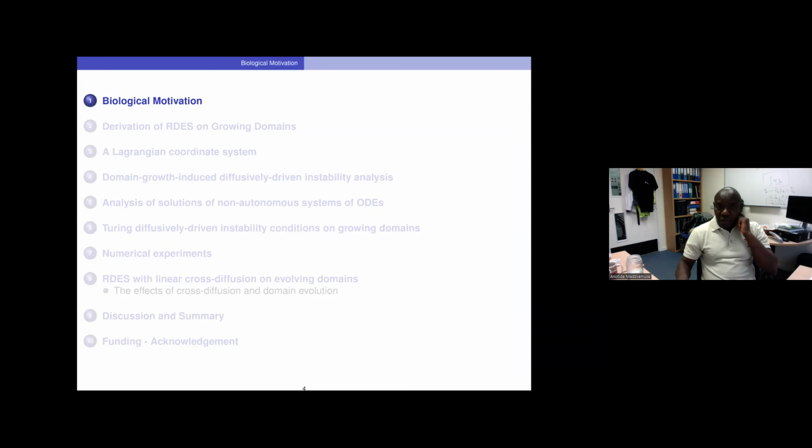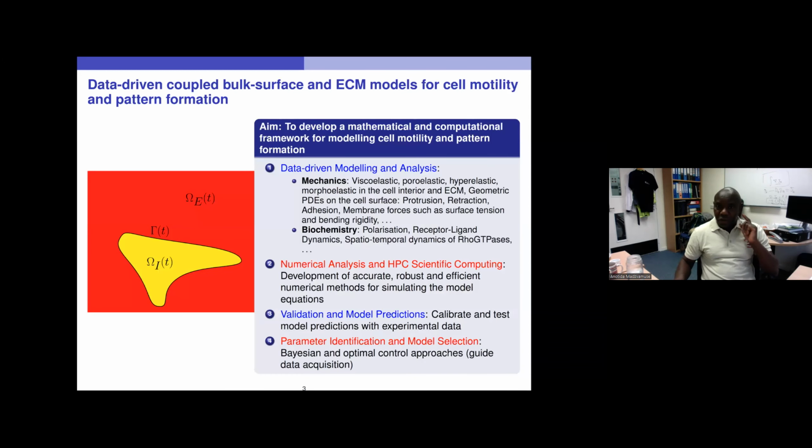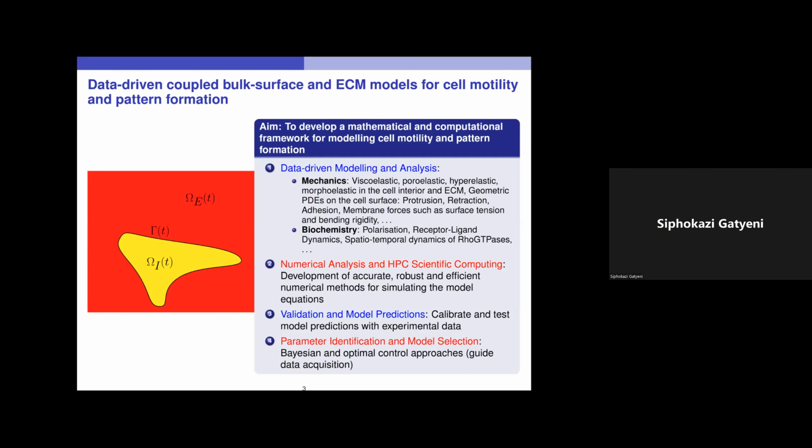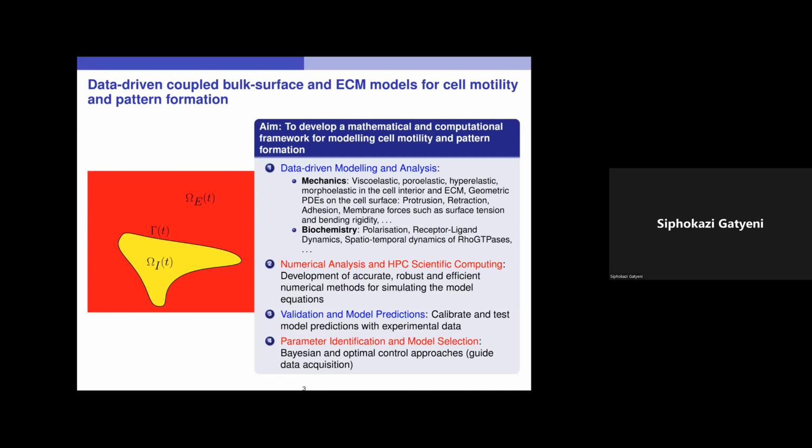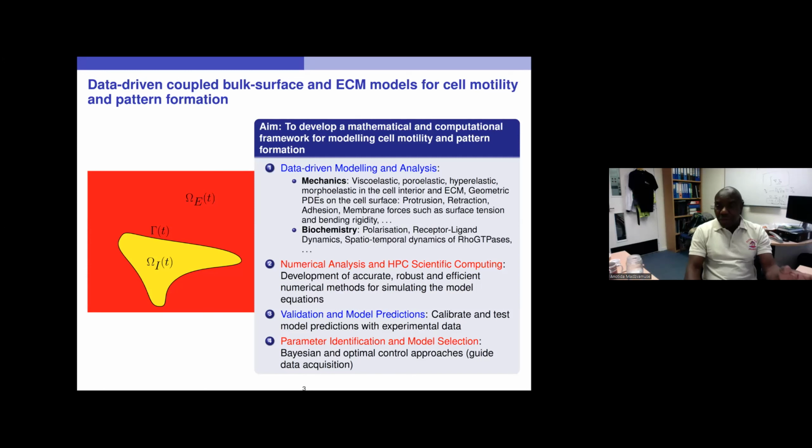Once you have the models, then you can look at validation. As I said again, I'm really interested in working with experimental observations, and I work with experimentalists. I will need to validate my models back into experiments.